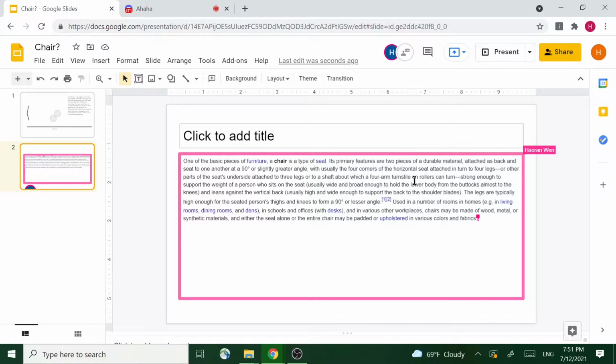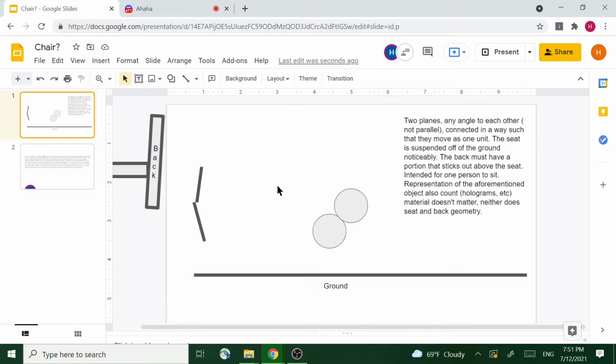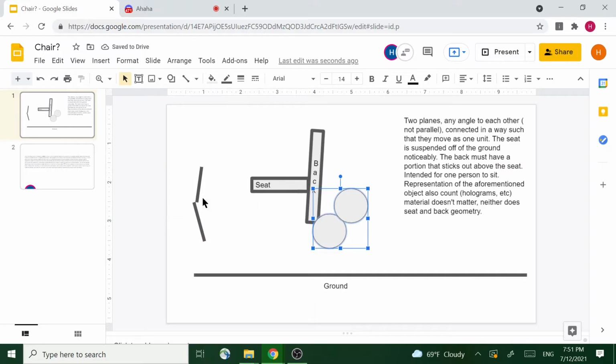A chair is a type of seat. This is from Wikipedia. Its primary features are 2 pieces of a durable material. So for him, the hologram of a chair doesn't count as a chair because it has to be durable. But I don't think that's correct. Attached as back and seat to one another at 90 degrees or a slightly greater angle. But a slightly smaller angle doesn't work. I suppose so, because then you can't lean back.